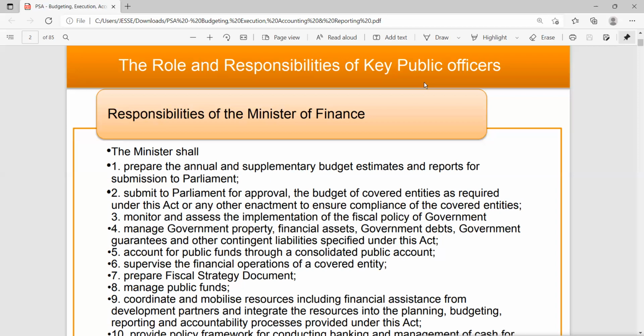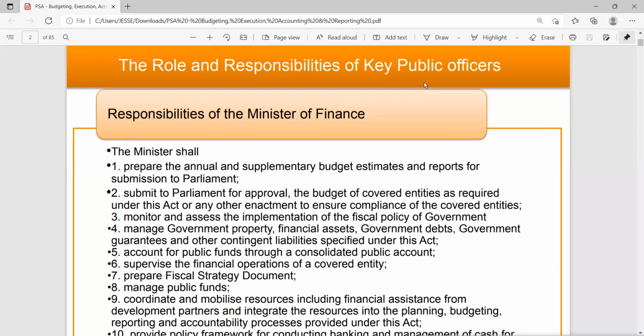So when we say fiscal policy, what do we mean? Fiscal policy has two main categories that you need to look at. When we are talking about fiscal policy, we are looking at taxation and expenditure. Taxation and government expenditure. So these are the two arms of fiscal policy that the finance minister will look at managing to ensure the right policy outcomes for the government and for the nation as a whole. So he or she would monitor and assess the implementation of the fiscal policy of government.